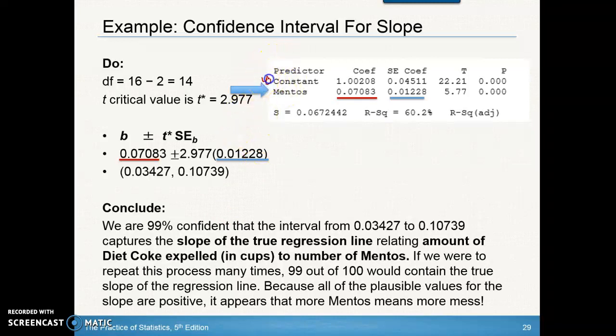Just remember here, this is always your y, this is your x, this is your slope. This is your y-intercept. This is your standard error of the slope. This is your test statistic t, not your critical t, and make sure you always cross this portion out.